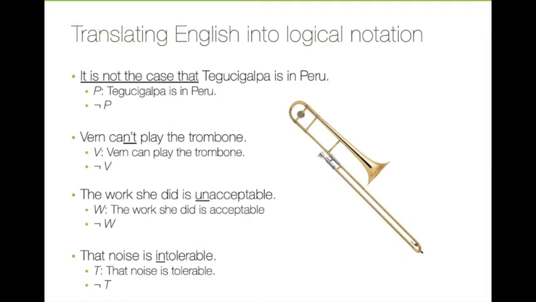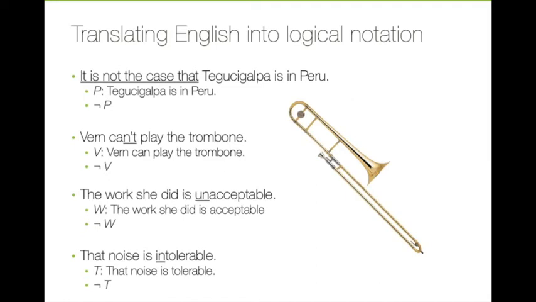Similarly, we can represent "Vern can't play the trombone" as the negation of V, "Vern can play the trombone." So that gives us not V as our logical statement representing "Vern can't play the trombone." Both of those examples included the word not specifically. The n't at the end of "can't" is just shortened "not." But we can also include negation in ways that don't use that word.